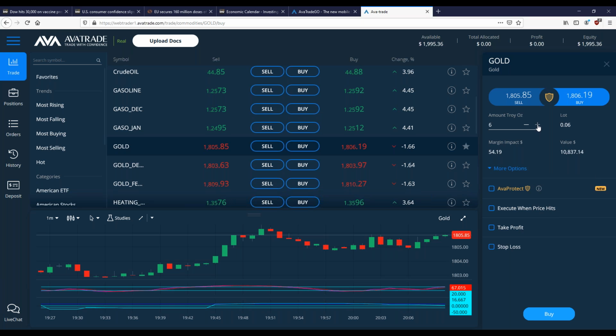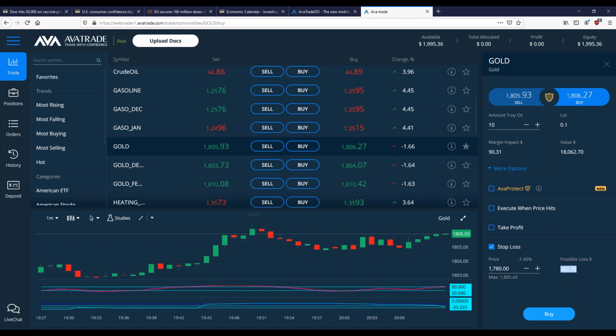I might say, oh, I want 10 ounces. I'm going to trade 0.1. And I say, okay, I'm going to put my stop loss. I see a support level down at 1790. So I'll put my stop loss at 1780, saying, okay, I don't think it'll go below that. And I put my stop loss. Well, look, it tells me how much I'm risking, 262.70. I might look at my balance and say, wow, that's over 10%. I have a balance of about 2,000. I don't want to risk 10% on one move.